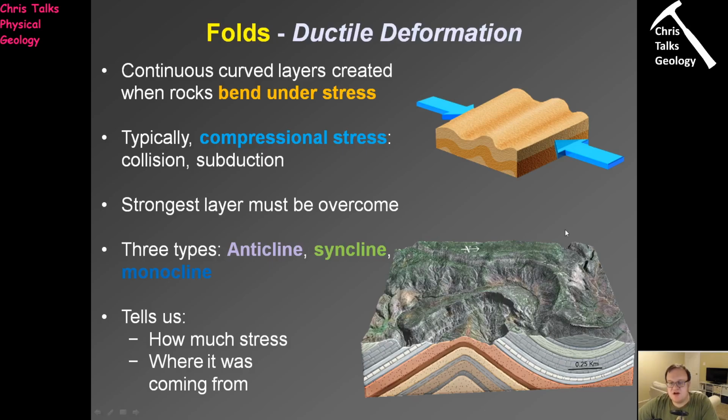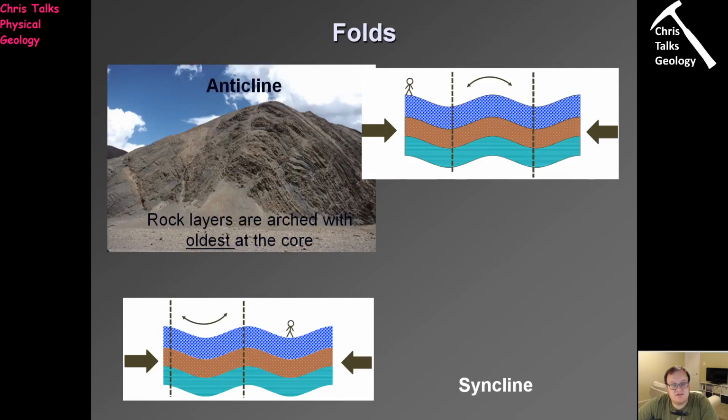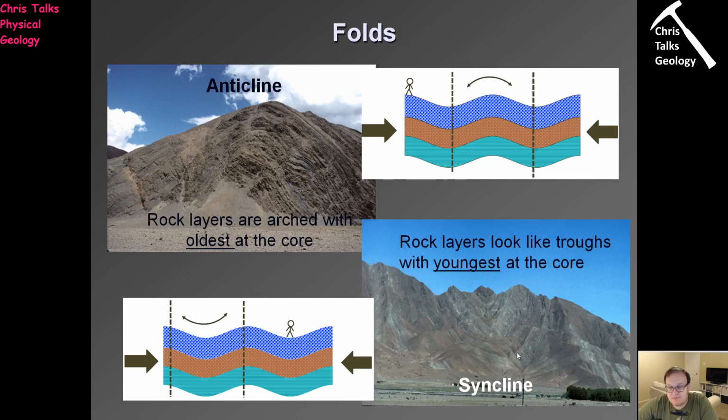So if we look at this diagram here, we can see two of these three features. We can see an anticline here. Anticlines essentially look like arches, so they come up and down. Whereas synclines, we can see here, naturally form troughs. Okay, so let's start by thinking about anticlines and synclines. So here's a couple of examples. Here's a nice anticline, and here's a syncline here.